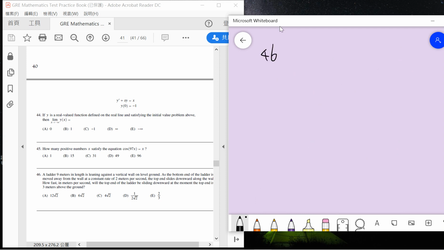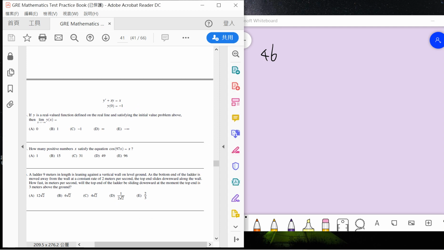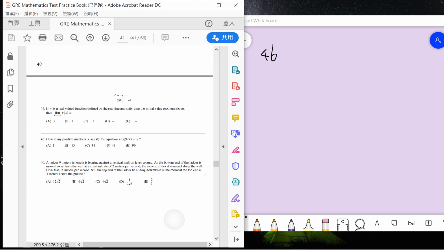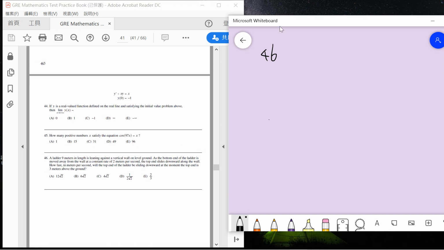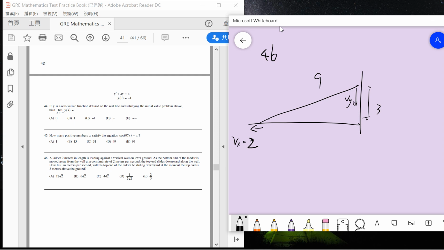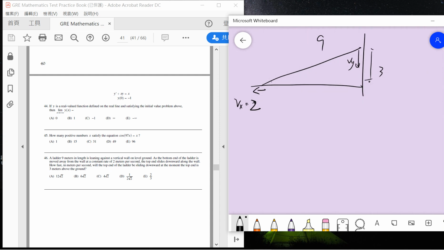Okay, 46. 46 is a very easy question that maybe everyone already knows. It says there is a ladder of length 9, and when this is 2, the velocity of the x direction is 2, and there is this 3, and he asked about the vy. And this is easy, because you know the Pythagorean principle. So this side can be computed by 81 minus 7 is 6 times square root of 2.